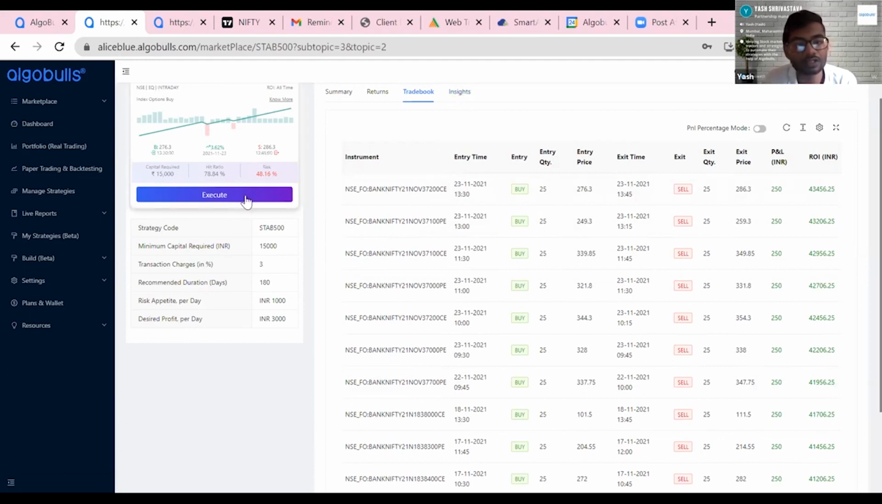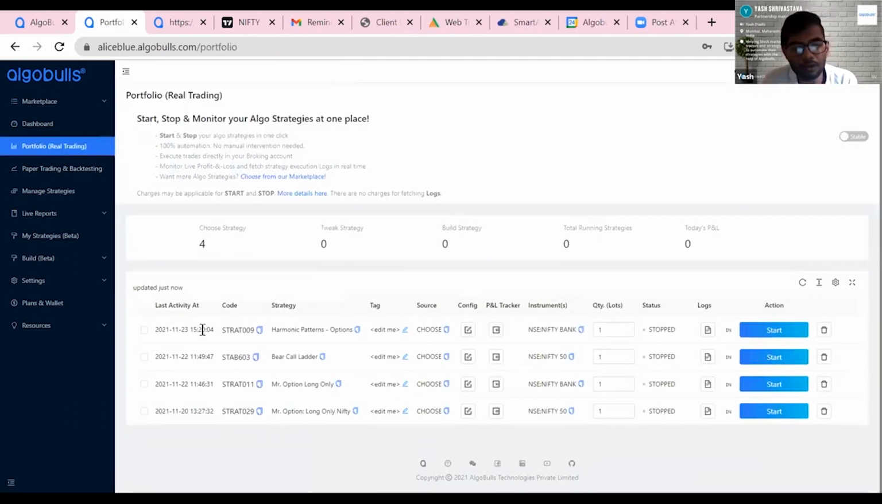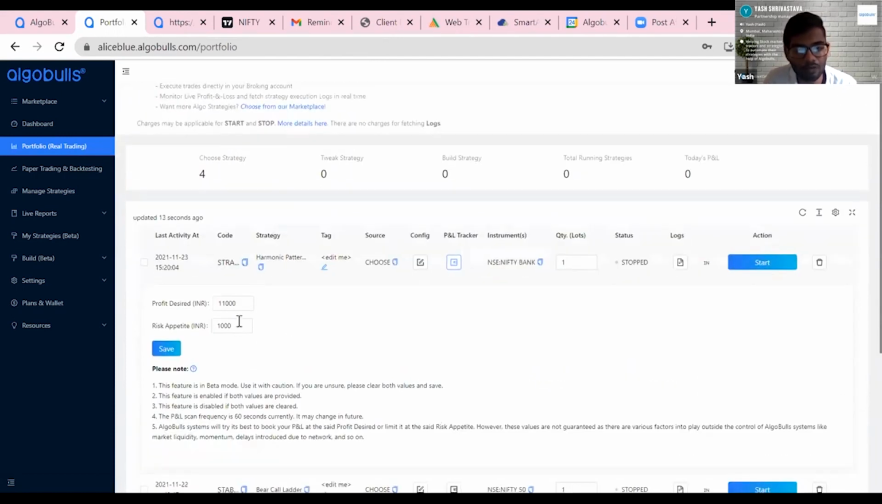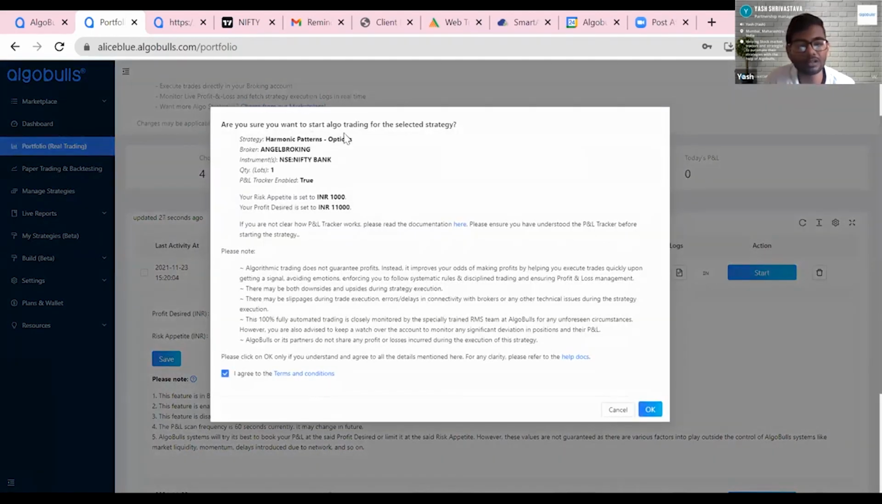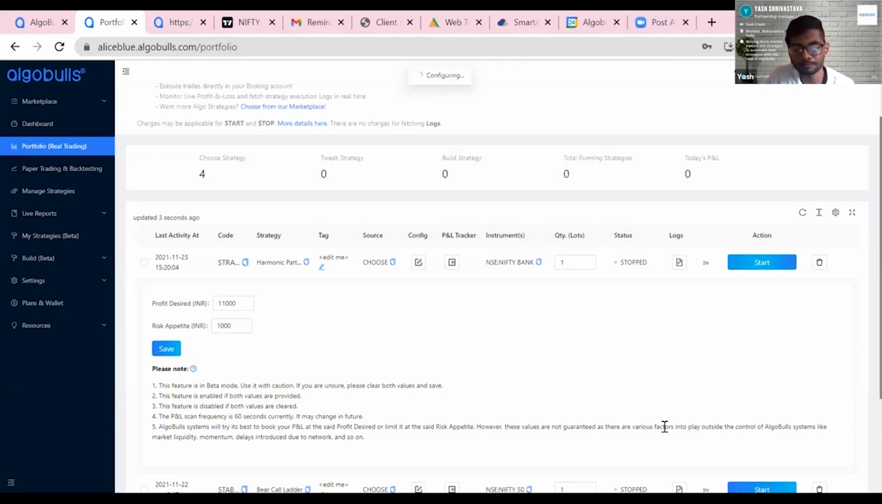Now, to run the strategy, you just need to click on the execute button, and the strategy will be added to your portfolio. And from your portfolio, you will be able to see which are the strategies which you have chosen. So suppose now I want to run the strategy on one lot, and I want to keep my risk appetite restricted to 1,000 rupees, and I want to keep my profit desired to 11,000 rupees. And I just see almost all the parameters. So I just need to click on start. This will give you a page on what the strategy is based on, what's your risk appetite, and so on. And you can just click on start, and the strategy will automatically start.